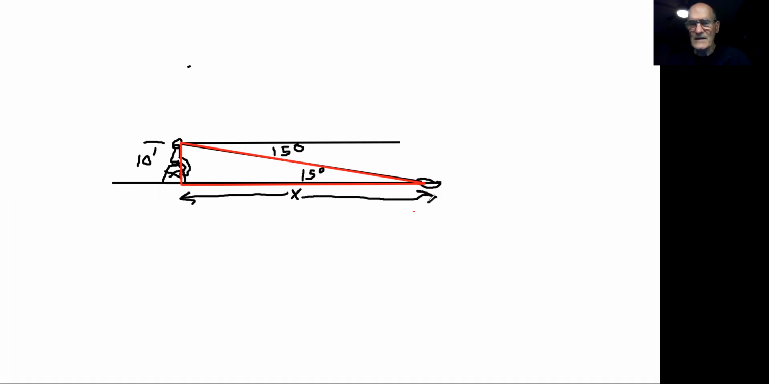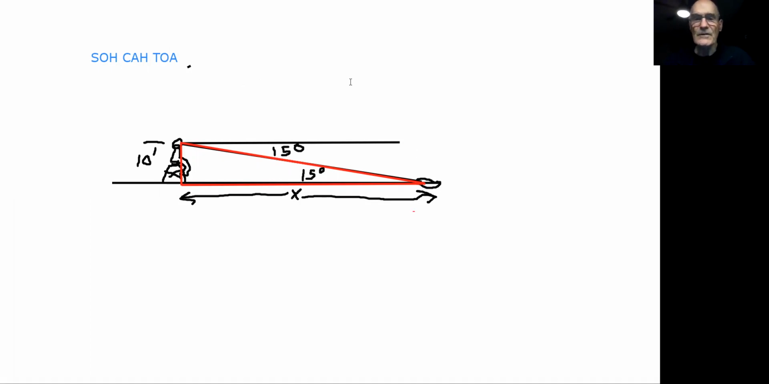When you have something like this, your basic relationships are the SOHCAHTOA relationship. Remember that sine is opposite over hypotenuse, cosine is adjacent over hypotenuse, and tangent is opposite over adjacent. That's the relationship for the three basic trig functions, which are sine, cosine, and tangent.